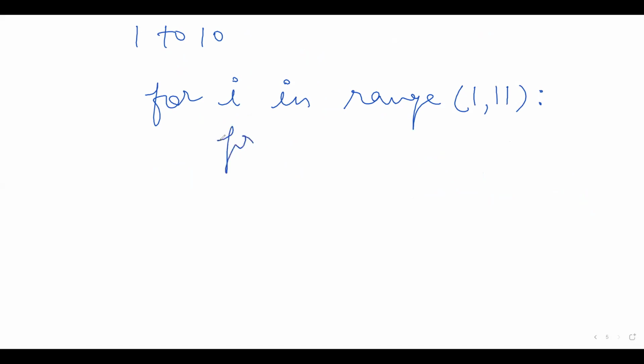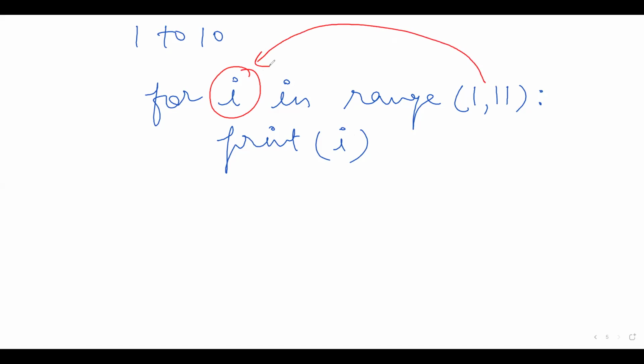Now, if I want to print the values, I will write print(i). How is i getting values? Why have I used i here? Because this is the loop variable. The range function will give values one by one to the loop variable. For example, first of all, the range function will produce 1, so it will give 1 to i. So 1 will be printed because I have given print(i). Next, it will give 2.